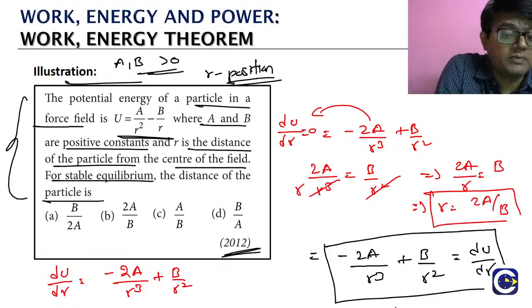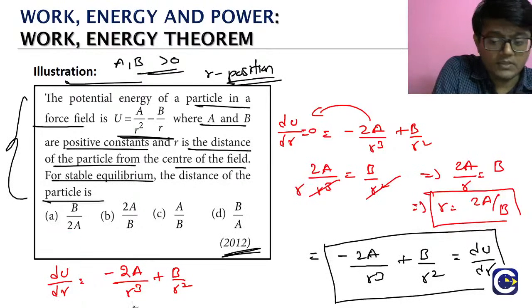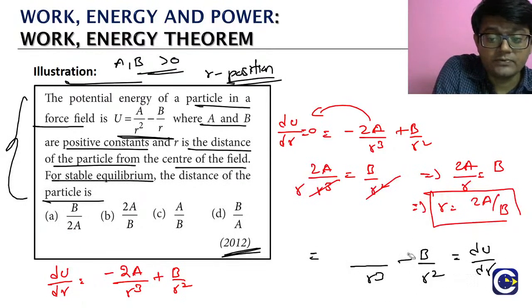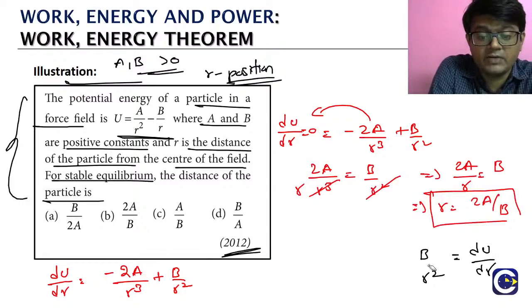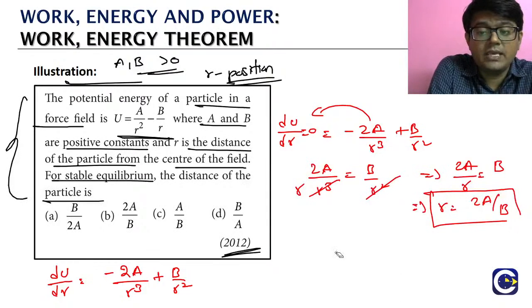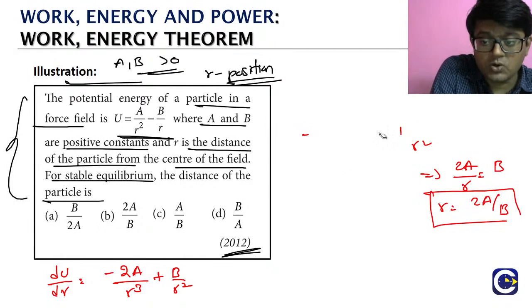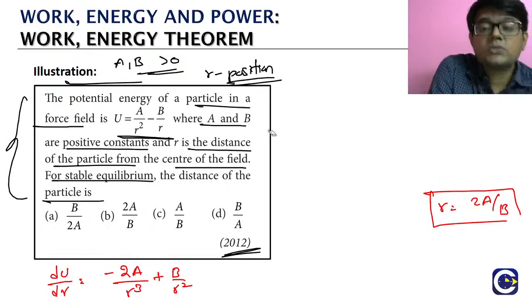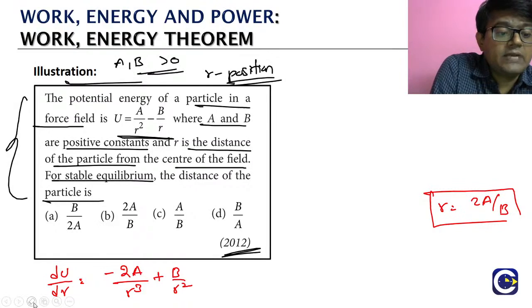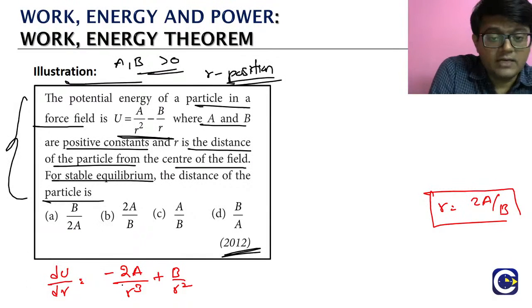How can we confirm that? We have to go and check the second derivative. We already have the first derivative function: minus 2a by r cube plus b by r square. If we take the derivative of this, that is what we call the second derivative.